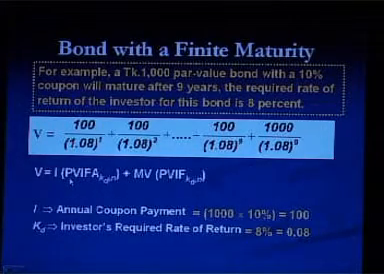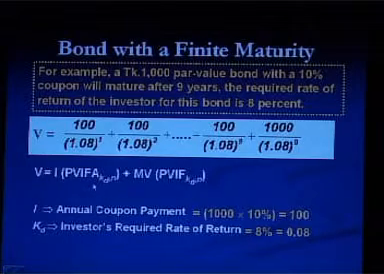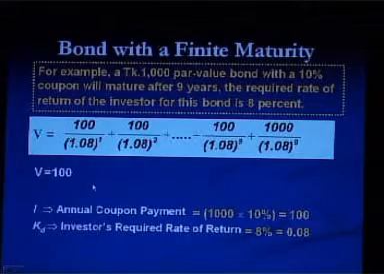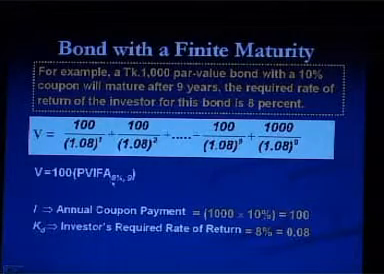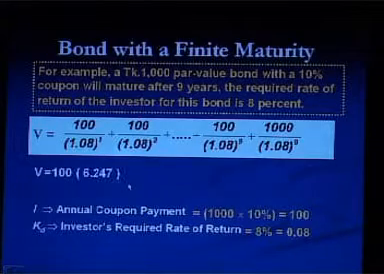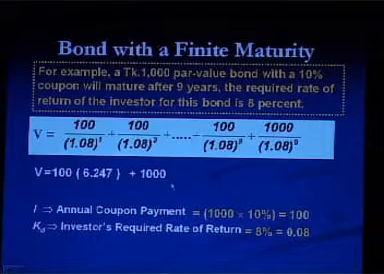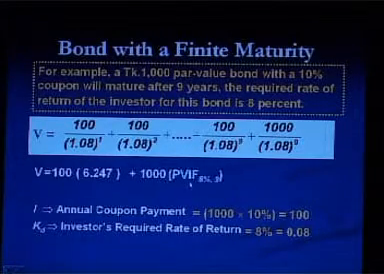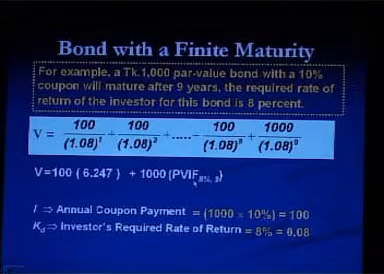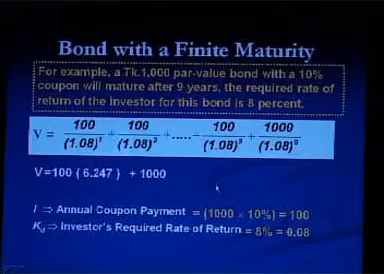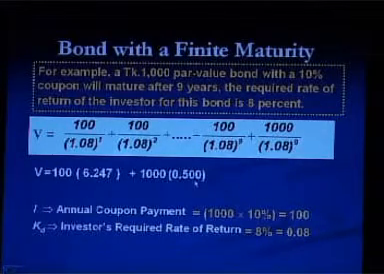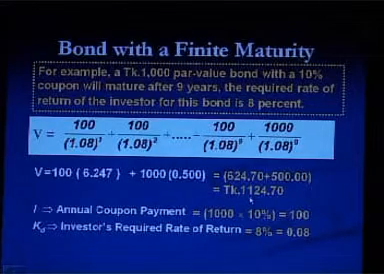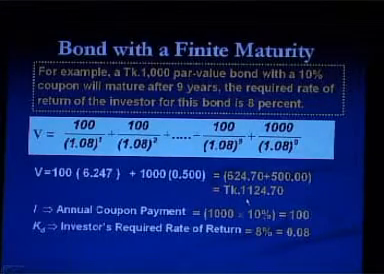Now, in the formula we have to use present value interest factor of annuity for the interest receipts, and here interest is taka 100 and present value of interest factor of annuity at 8% for 9 period, it will be 6.247, and in case of the face value on maturity, that is taka 1000, we have to use present value interest factor for lump sum amount at 8% and 9 period, and from the table you get the value, that will be 0.500, and in this way you can calculate the intrinsic value of the bond with finite maturity, that is taka 1124.7.